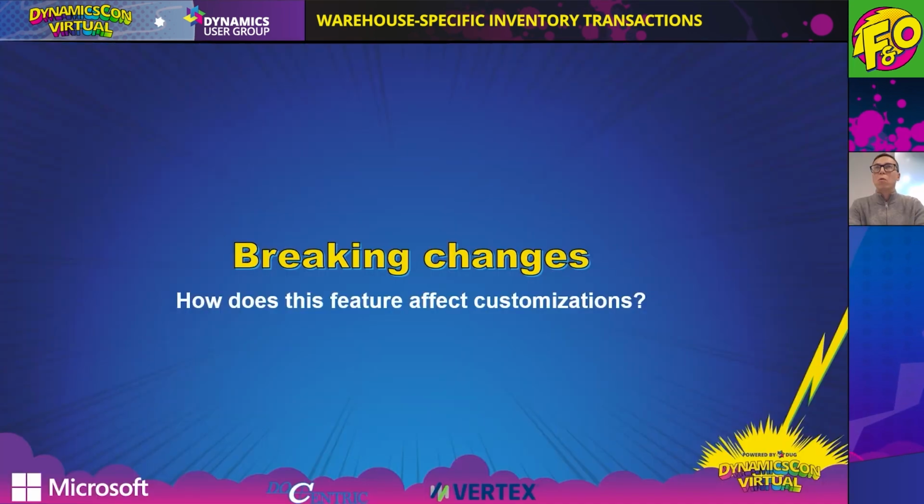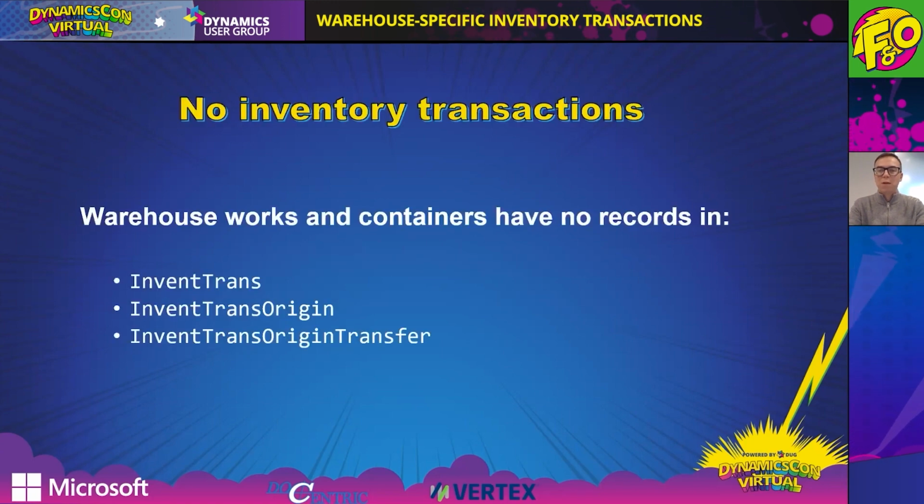Let's now talk about the breaking changes. How does this feature effectively affect your customizations? What do you need to be aware of? By far the biggest impact is that we don't generate InventTrans and InventTrans origin records anymore. But please note it is only for the warehouse works and containers.